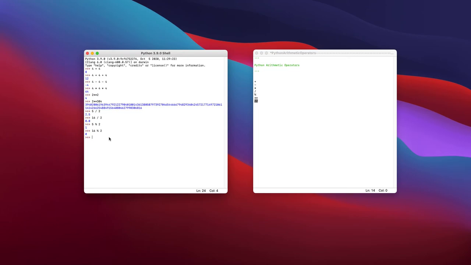So if I were to do 5 and then 2 slashes or floor division, and then I'm going to do 2, this would give me 2. And why is this? It's because 2 goes into 5 2 times, right? If I were to do 16 double slash 2, I would get 8. And why is this? It's because 2 goes into 16 8 times. And notice how I didn't get it as a decimal form. I just got it as a plain integer form. That's the difference between double slash and slash.